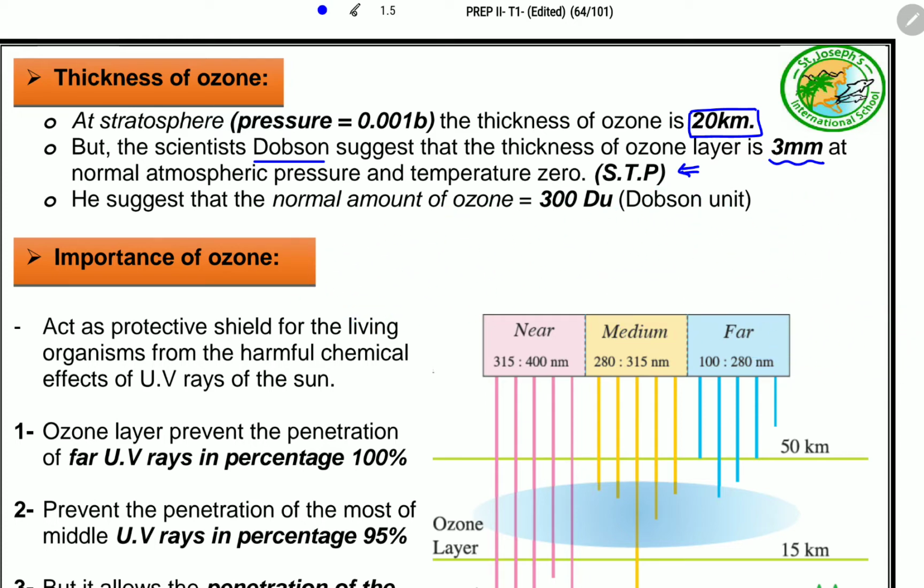Also, Dobson suggested that the normal amount of ozone in this area is 300 Dobson units. If there is a part of the ozone layer and the amount of ozone molecules in this part is 300 Dobson units, it means that this area or this part is normal and it has no decaying or no erosion.